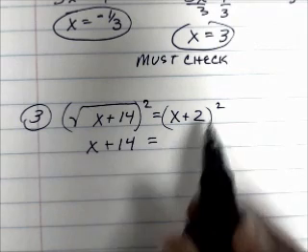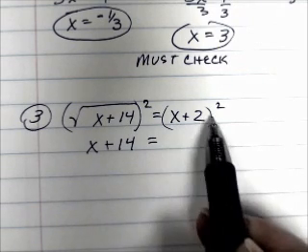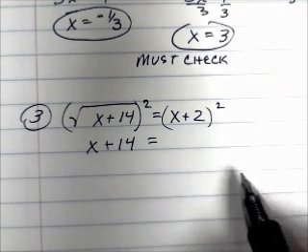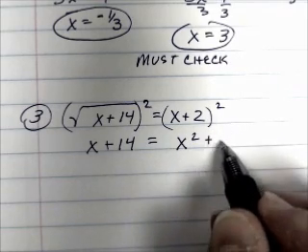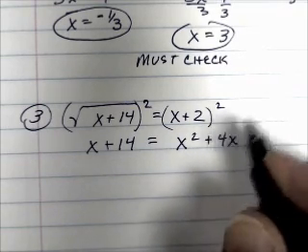x plus 14 equals... please make sure you FOIL this, right? x plus 2 times x plus 2 is x squared, plus 2x and plus 2x is 4x, and 2 times 2 is 4.